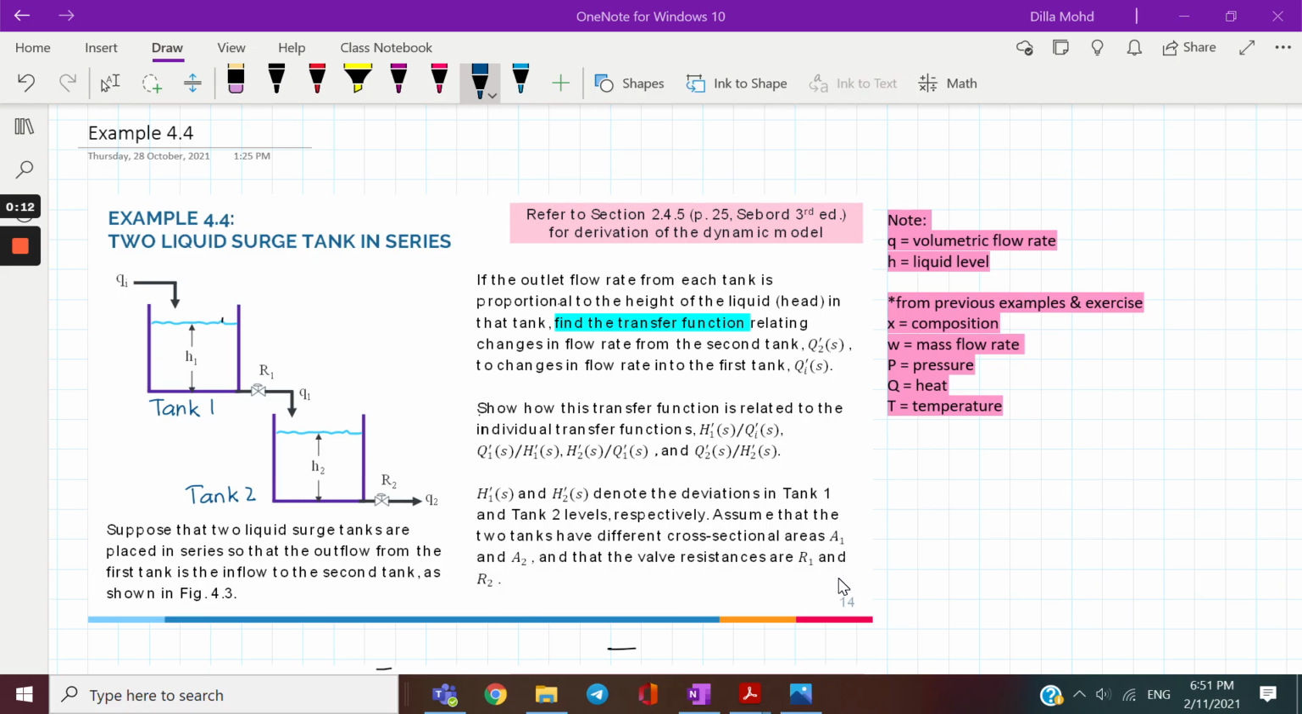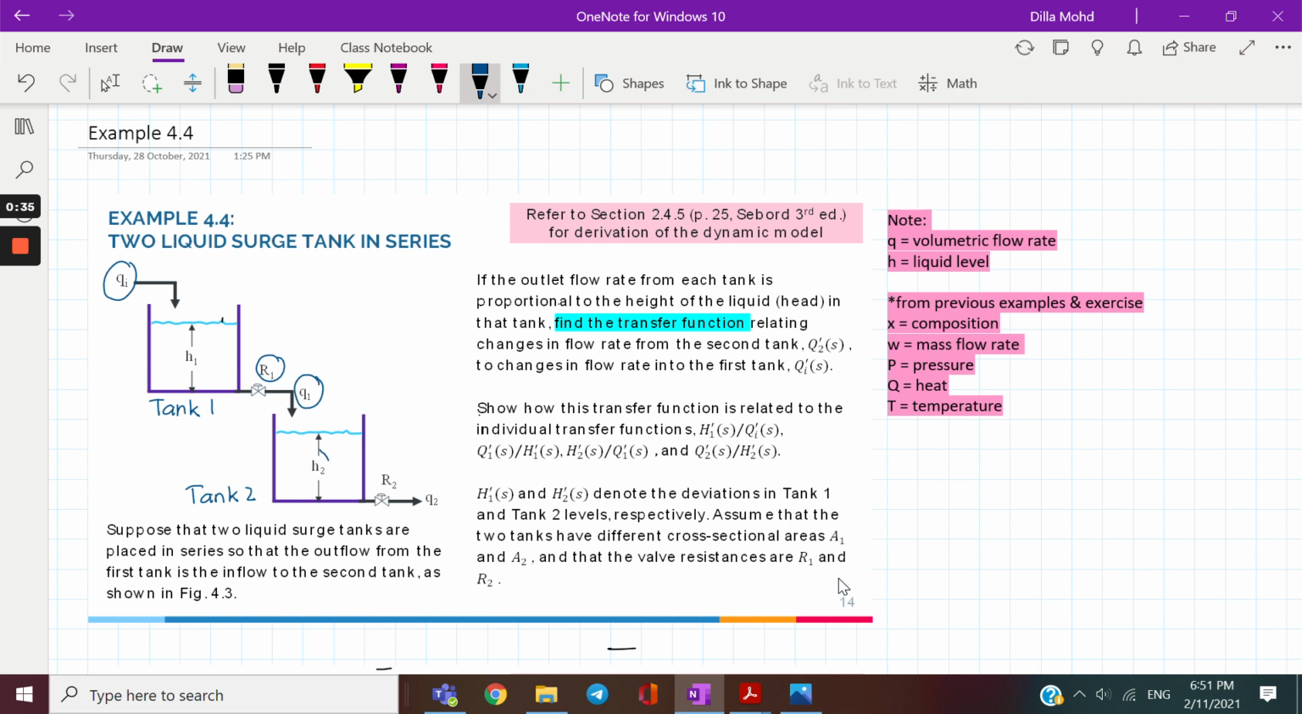In this video, I am going to explain example 4.4, and as you can see in this figure, you have a two liquid surge tank in series. You have tank 1 and tank 2, and then you have QI, which is the volumetric flow rate that comes into tank 1. Okay, and then you have a valve with a resistance R1, and the outflow from tank 1 is Q1.